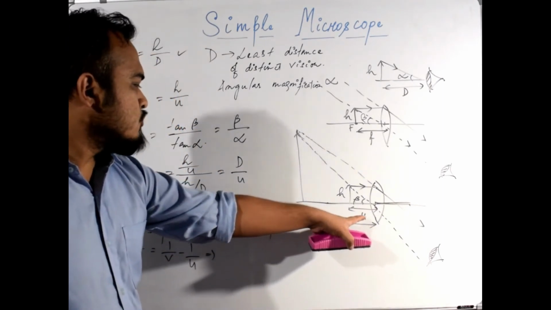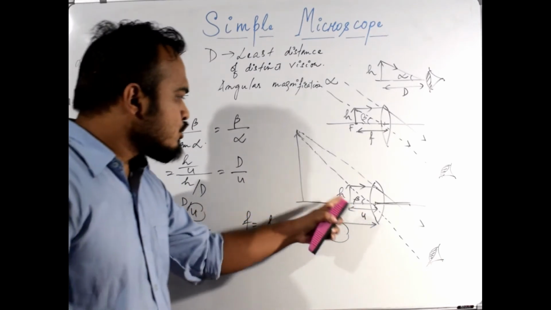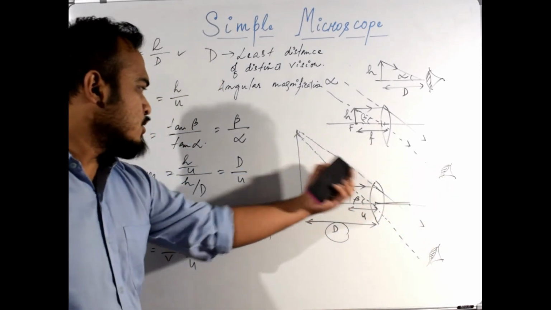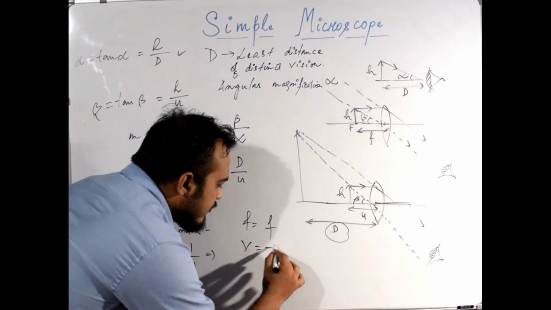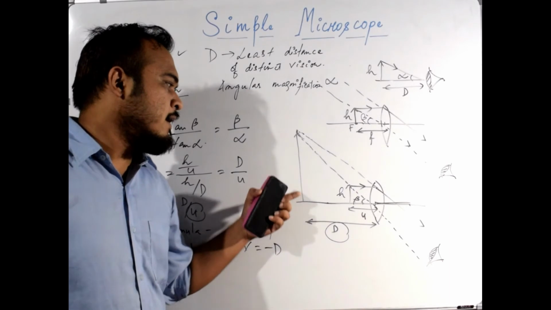But the image is formed on this side, that is, the opposite side of the direction of the ray. The direction of the ray is towards this side, but the image is formed towards this side. So that's why v will be equal to minus d, because the image is formed towards this side and the ray is moving towards this side.